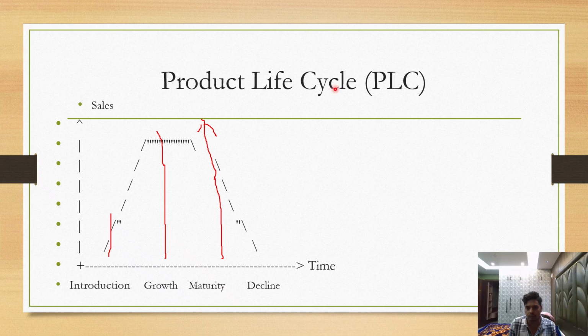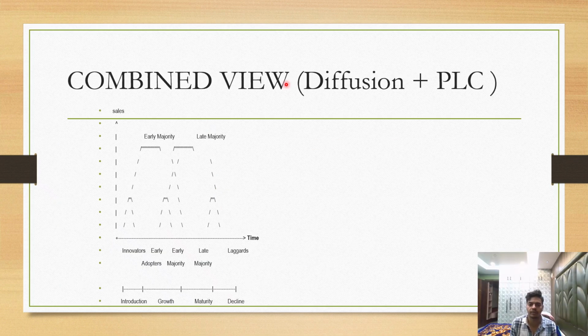Now I am going to show the combination of both, diffusion of innovation plus PLC. This is the combination, and this is the x-axis. This is the introduction, so this is the PLC stage, and this is the diffusion of innovation, the combination of both stages.